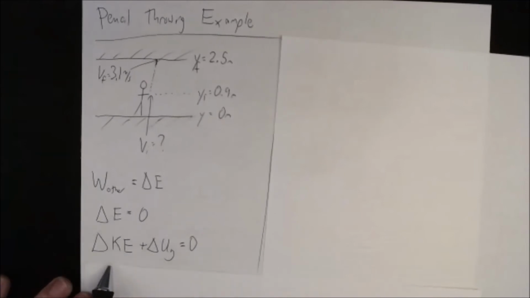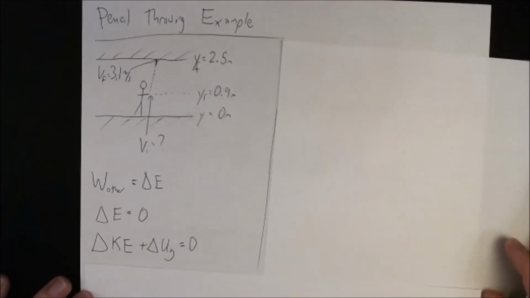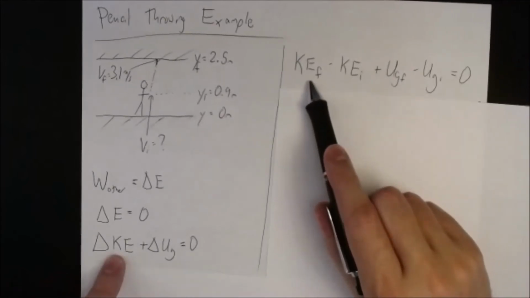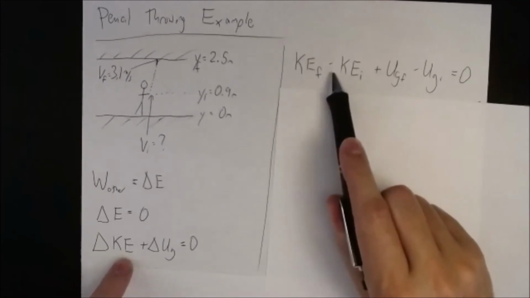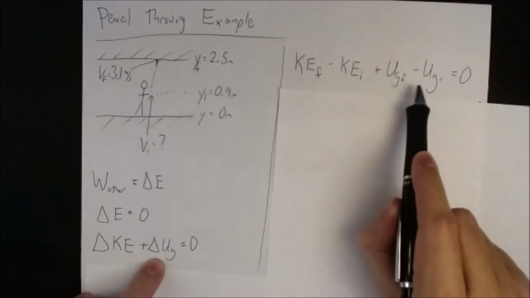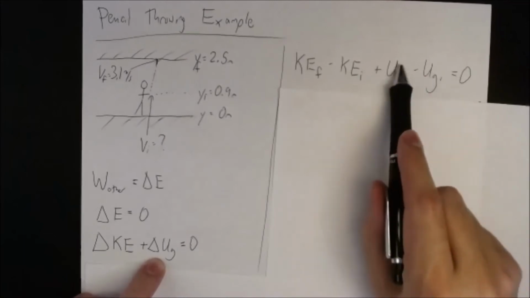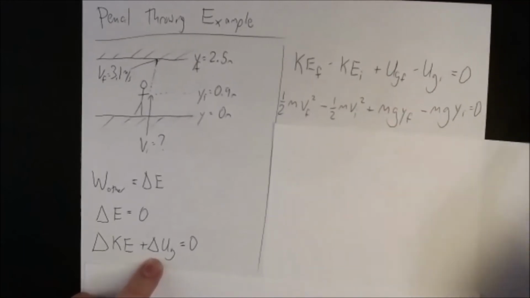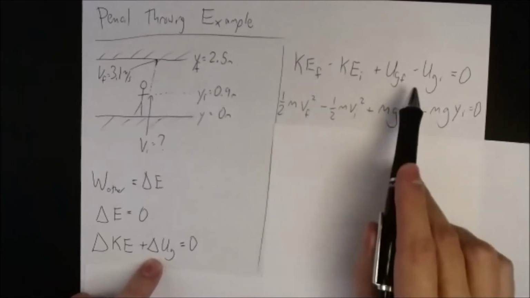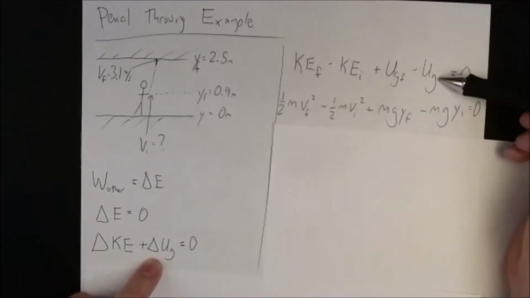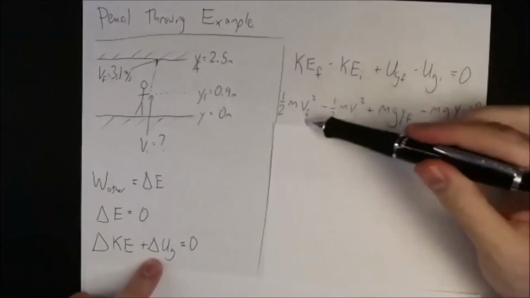This time I'm going to say that delta E is equal to the change in kinetic energy plus the change in gravitational potential energy, and that's equal to 0. I can break it up into all the different components. Change in kinetic energy is kinetic energy final minus kinetic energy initial, plus gravitational potential energy final minus gravitational potential energy initial. That's delta UG, all equal to 0. Plug in all those equations. We know kinetic energy is 1/2 mv squared. Gravitational potential is mgy. Keep the subscripts right, initials, finals, etc.